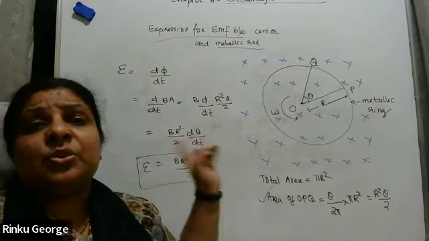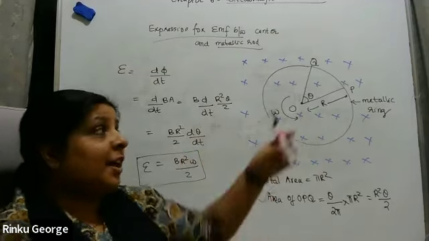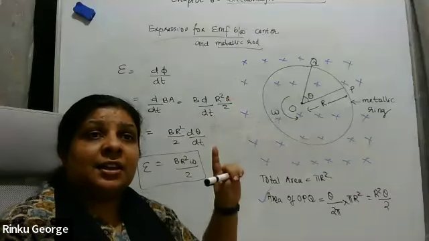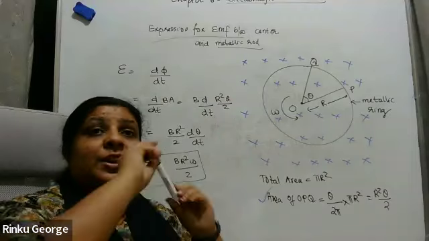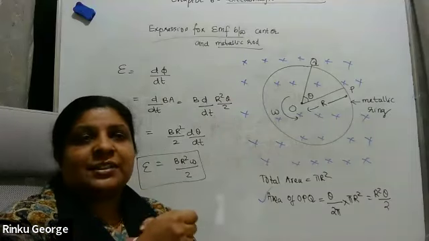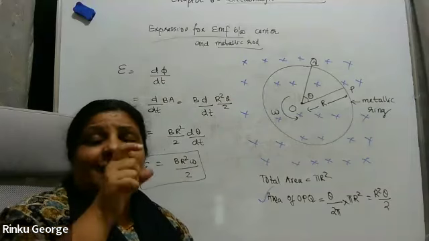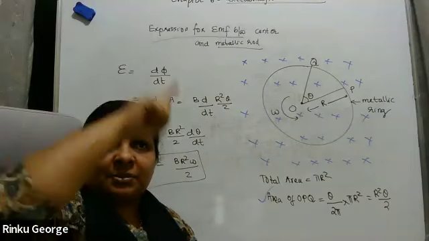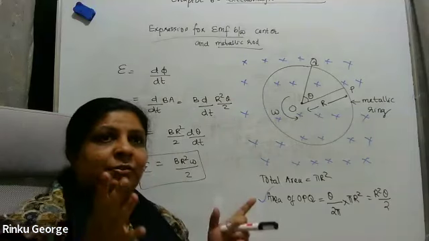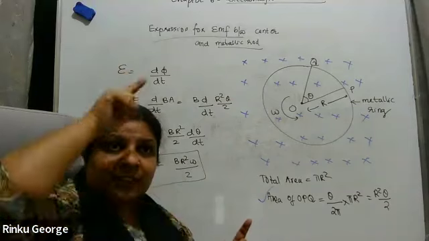When you get a question, you should identify whether it is motional EMF or not. How? If a rod is moving with a velocity, then it will be motional EMF, BLV formula. If a rod is rotated, for example, they will tell you, like in the tire of a car or bike tire, you have seen a rim, right? The rim is the outer layer above which we fix the tire. Rim and spokes are there.